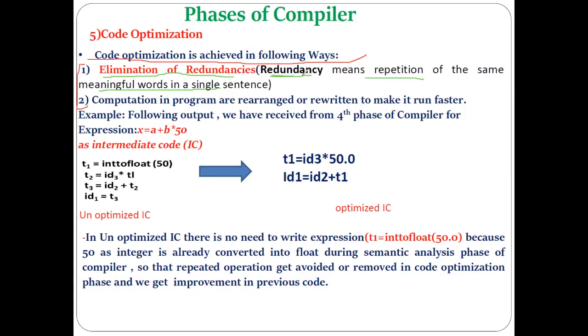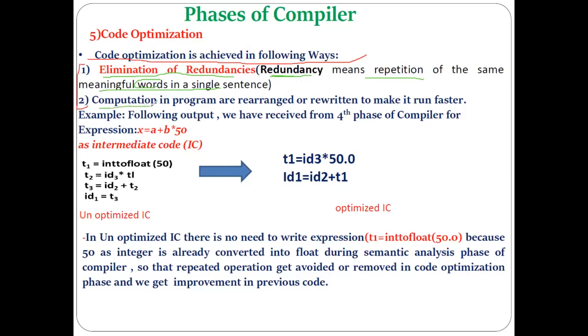Redundant code means some repeated code which is not required in the program. Here I have mentioned redundancy means repetition of the same meaningful words, in the sense code, in your program or in a particular program instruction. So that is one way: elimination of redundancy, removing the unwanted, redundant or repeated code from your program.